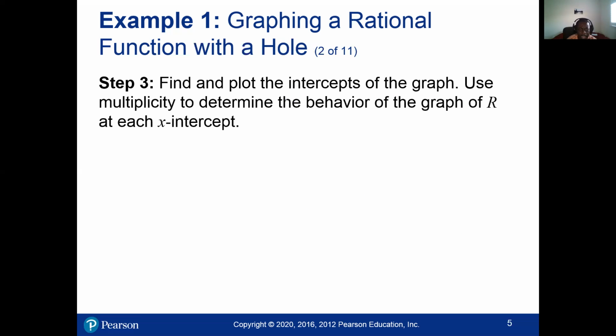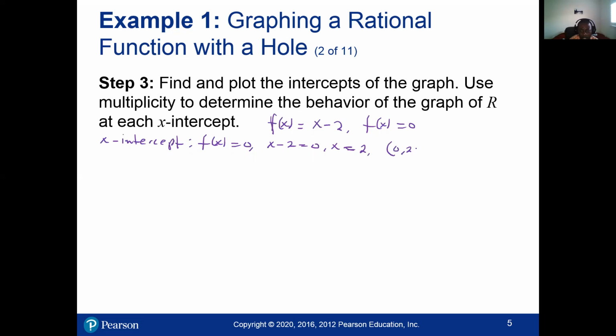Step 3 says find and interpret the intercepts of the graph. Now our rational function is just x minus 2. So what is the x-intercept? For the x-intercept, we set f of x to 0. So you have x minus 2 equal to 0, and then x is equal to 2. So you have the point (2, 0).